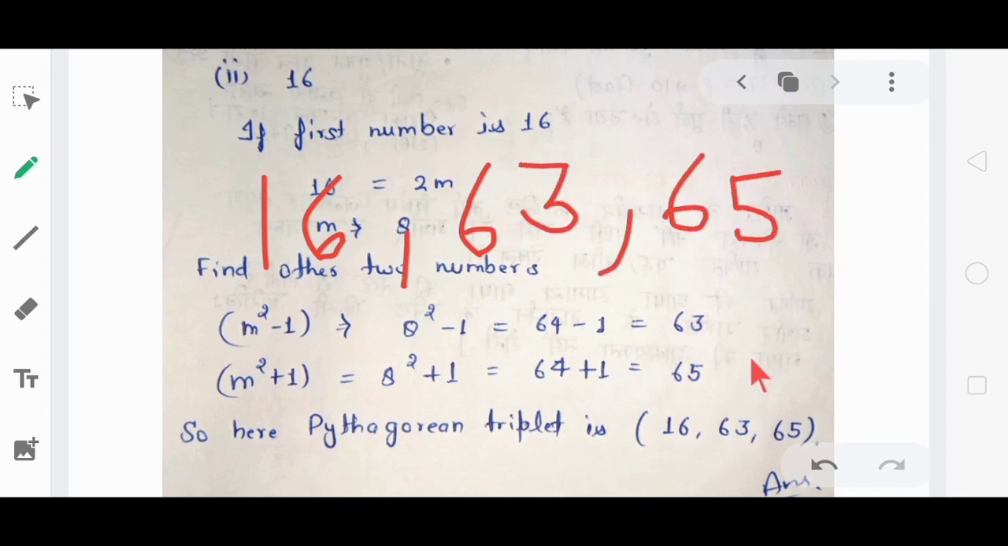You can see a pattern here. We obtain the largest number of the Pythagorean triplet by m square plus 1 and we obtain the smallest number of the Pythagorean triplet by 2m. Okay, so consider this thing because some of the questions will be given in these terms. So thank you students, complete your exercise 6.2 and we will begin exercise 6.3.